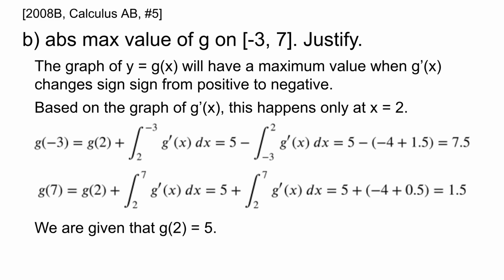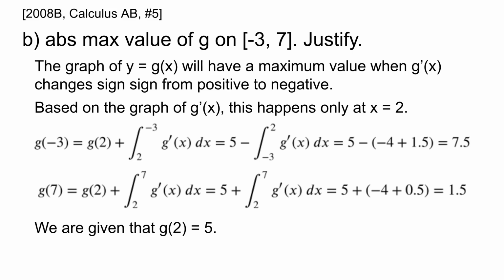To find g of -3, we take g of 2 and add to that the integral from 2 to -3 of g prime of x dx. That's going to get me 5 minus the integral from -3 to 2 of g prime of x dx, which is 5 minus (-4 plus 1.5), that's 7.5.